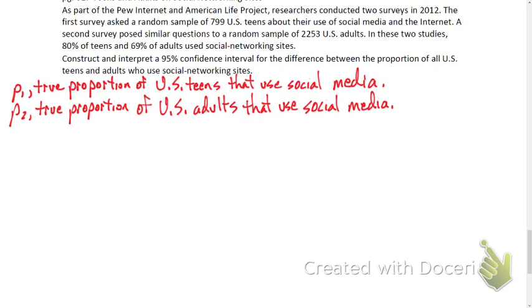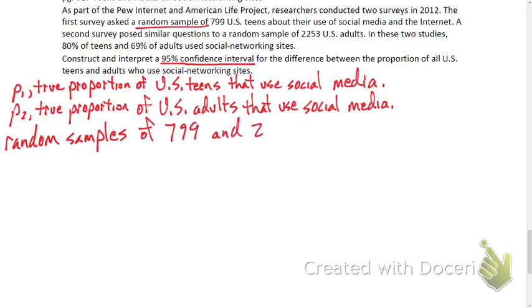No hypotheses needed because this is a confidence interval. And I see we have 2 samples and they were both randomly taken. So let's say random samples of 799 and 2253. You have to check large counts for both samples. So there are 4 things to check. Remember, we're doing this instead of n greater than 30 because this is a proportion problem.